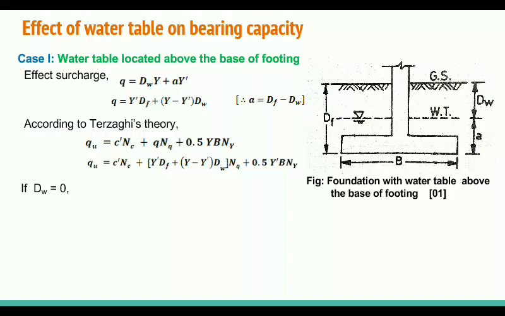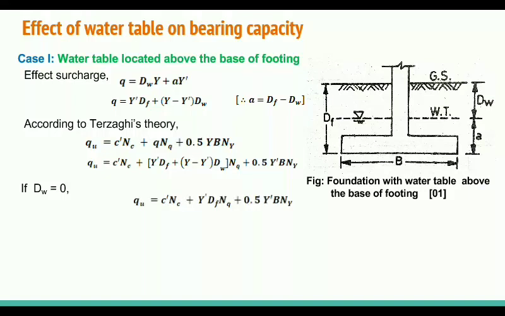So now if dW takes the value 0, it means the water table is at the surface. Water table at the surface means dF is equal to A and dW will equal 0. So after putting the value of dW equal to 0 in the above equation, what can we get? We can get this result.